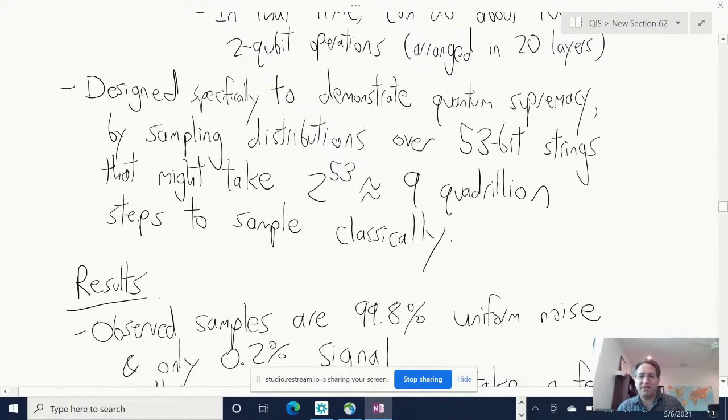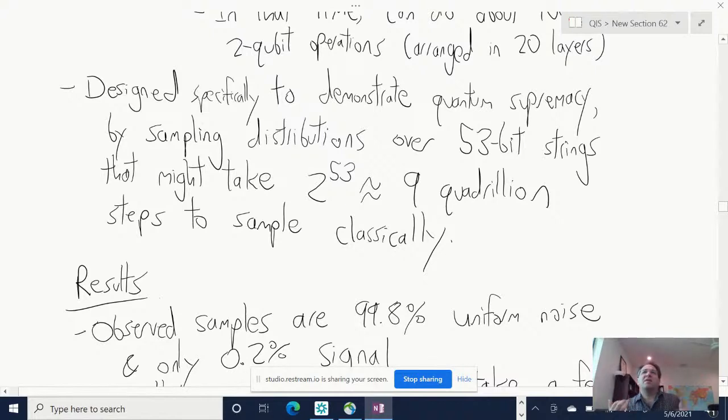They had a team of 75 people. I think it was $100 million or so. They were able to build a chip where there is a lot of noise in the system, right? Because the qubits are not error corrected.